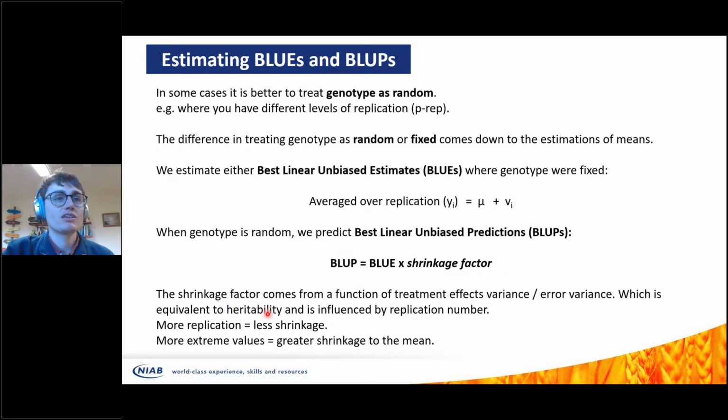This shrinkage factor comes from a function of treatment effects variance divided by error variance, which is sort of equivalent to heritability and is influenced by replication number. A clearer way to think about it is that more replication would equal less shrinkage, as we'd expect, and more extreme values equal a greater shrinkage to the mean. So treating genotype as random has a shrinkage effect.